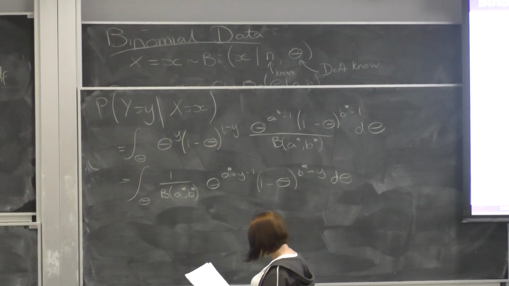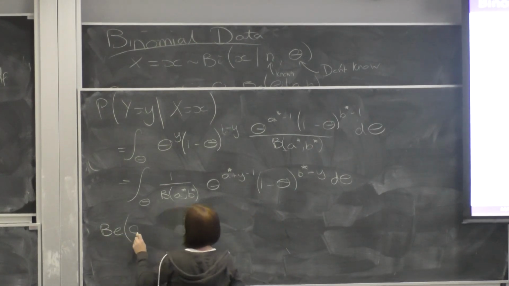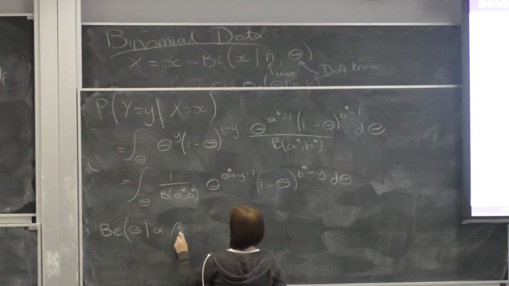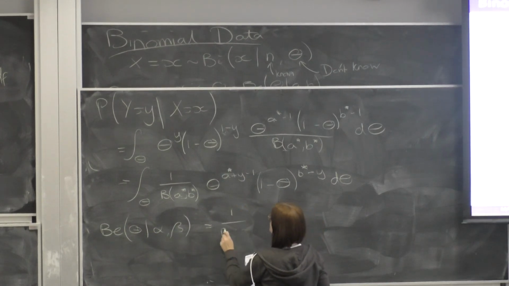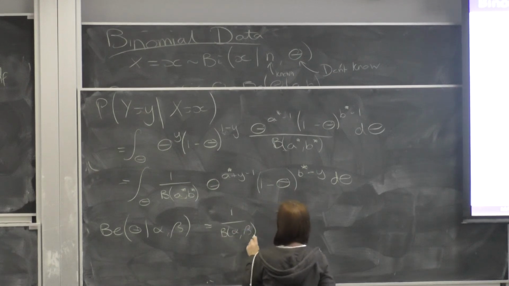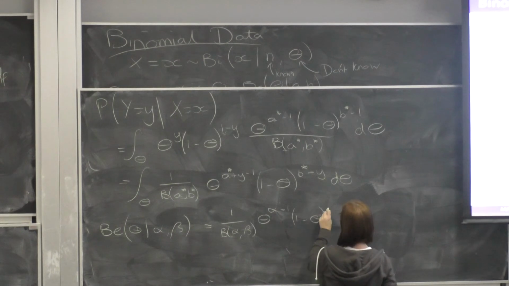So we have this beta of some general parameters a and b. And that's going to have a PDF of this kind of form.